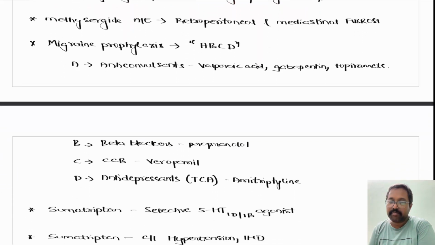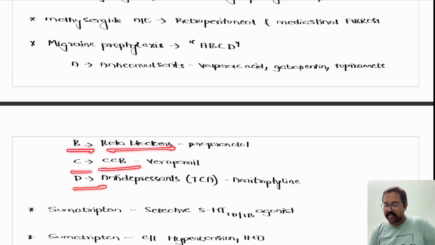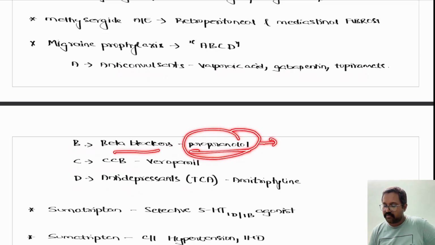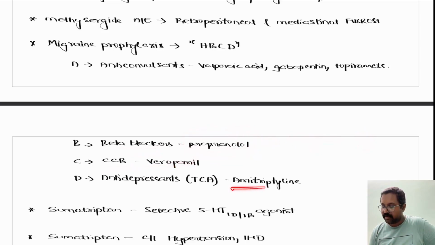So coming to migraine prophylaxis. This is very, very important. In case of migraine prophylaxis, the mnemonic you should remember is ABCD. A stands for anticonvulsants, B stands for beta blockers, C stands for calcium channel blockers, and D stands for antidepressants. For anticonvulsants you have valproic acid, gabapentin, topiramate. For beta blockers, propranolol is the most commonly used drug for migraine prophylaxis, and we have verapamil under calcium channel blockers, and amitriptyline under tricyclic antidepressants.